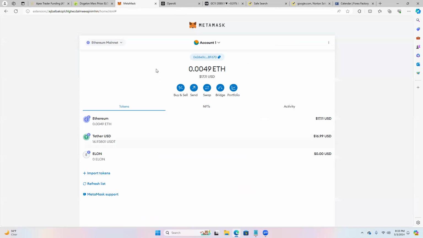Remember if you're gonna do a MetaMask, the gas fees are high as shit. So be ready to spend.